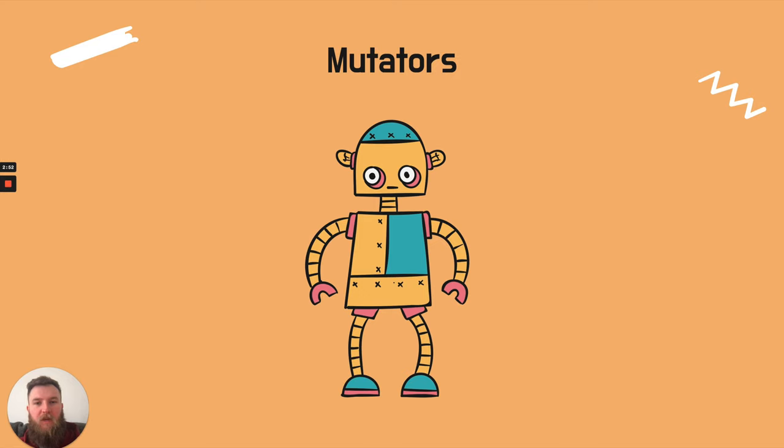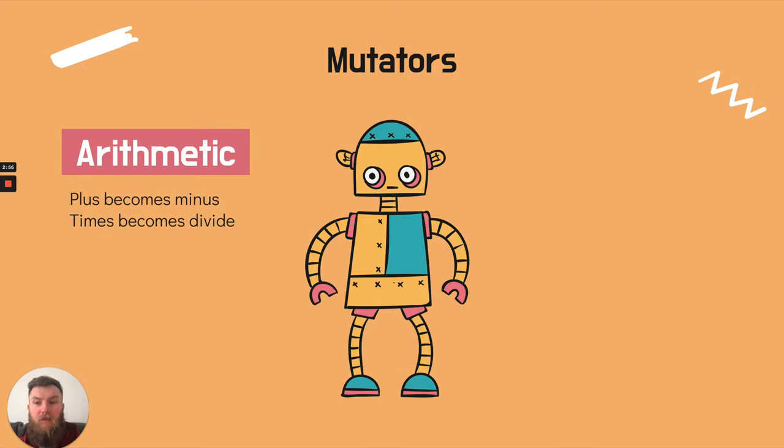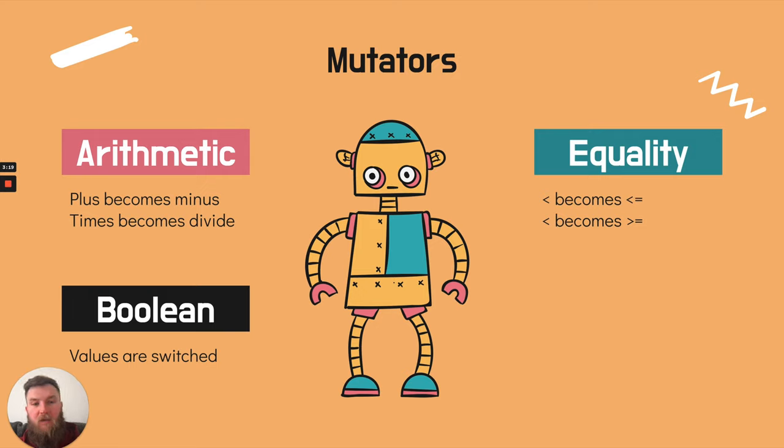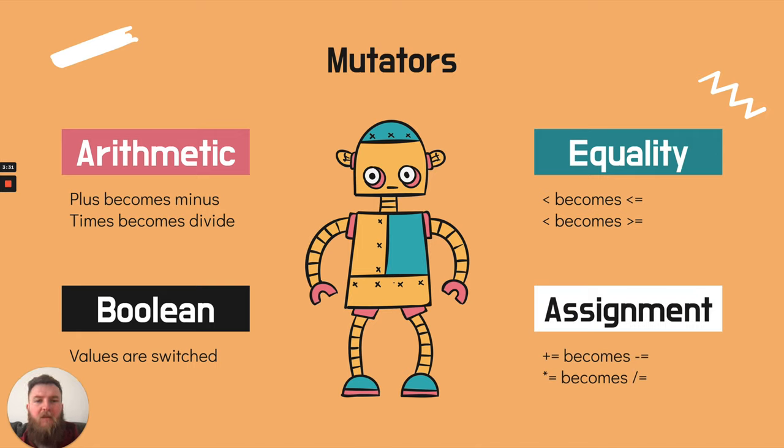So there's various different types of mutators, and one of these is arithmetic. Basically, what this does is it converts or adds bugs into your source code where it would, for example, convert plus to become a minus. Another example of a mutator is Boolean. So values are switched, or conditional operators are forced to be true or false. We also have equality, so less than becomes less than or equal to. Obviously, if you think about this from a unit test point of view, this will then force you to have better test coverage. And as well, assignments, so plus equals becomes minus equals. These are just four available mutators. There are a lot more, and there's also type checking, which is obviously a more advanced mutation testing mutator.